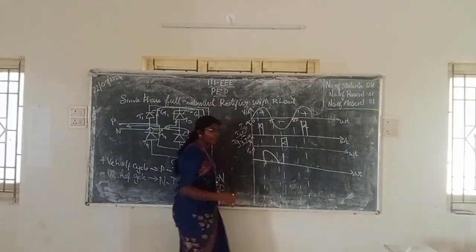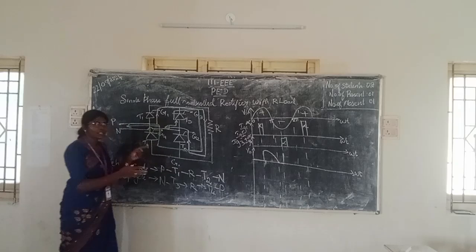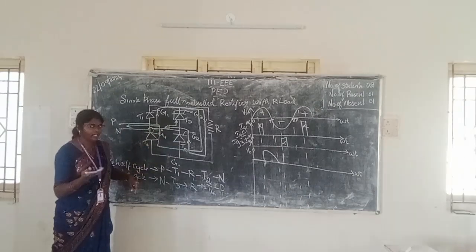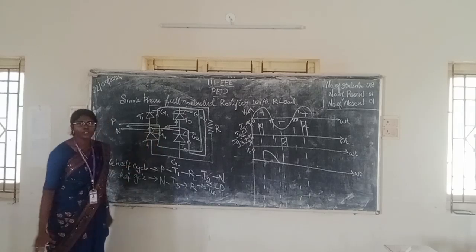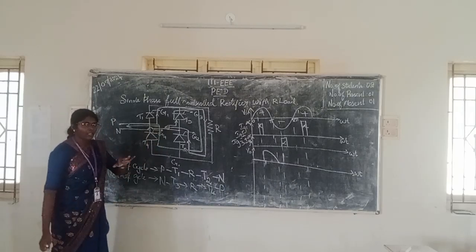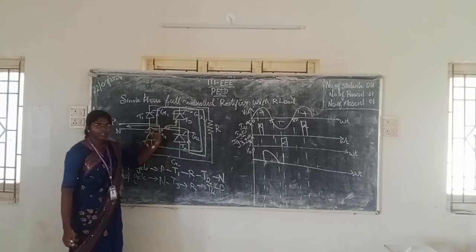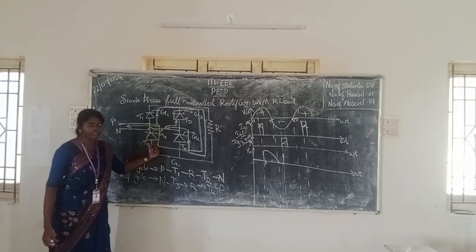In the fully controlled rectifier, we have used 4 thyristors. In the first half cycle T1 and T2 are going to conduct, and in the second half cycle T3 and T4 are going to conduct. Can you understand why I am naming them T1, T2, T3, T4? It will be easy for you to expect as well.